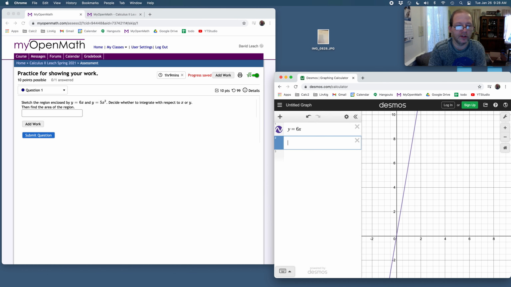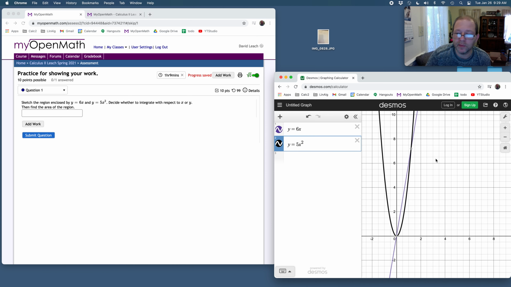Sure, I could set the two things equal to each other and solve, but if I put it on here, I can look at it and say immediately they cross at 1.2, or that's also 6/5. All right, so my integral for the area is going to be the integral from 0 to 1.2 of the line on top, so it's going to be 6x minus 5x squared.